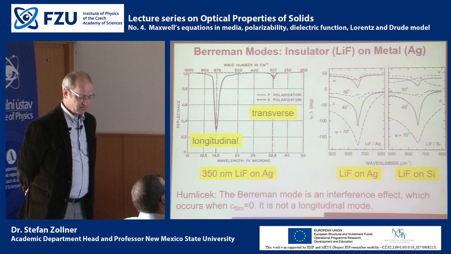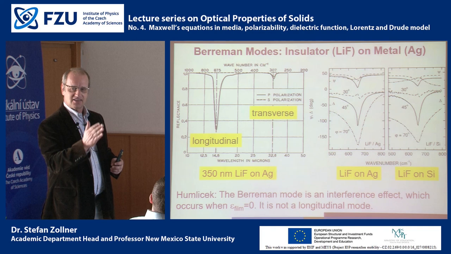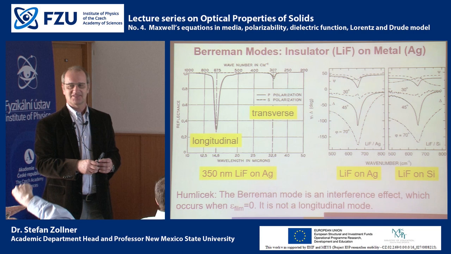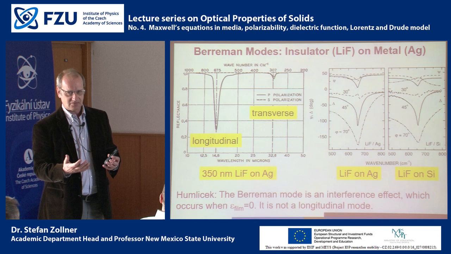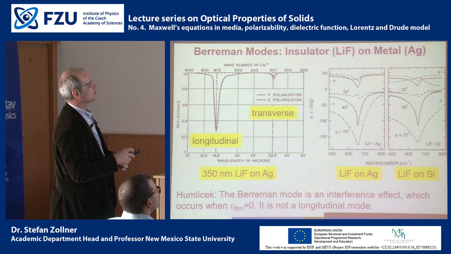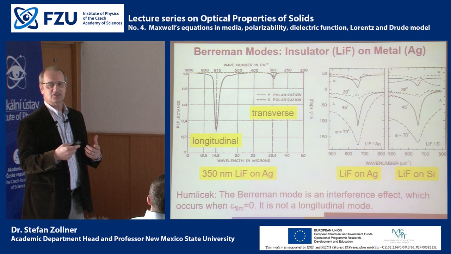And if you vary the angle of your incident beam in the reflectance measurement, then you need to model the data because the end of the Reststrahlen band will shift with the angle. Approximately, yes. So this longitudinal mode is an interference effect which appears because of applying the Fresnel's equations to the sample system.